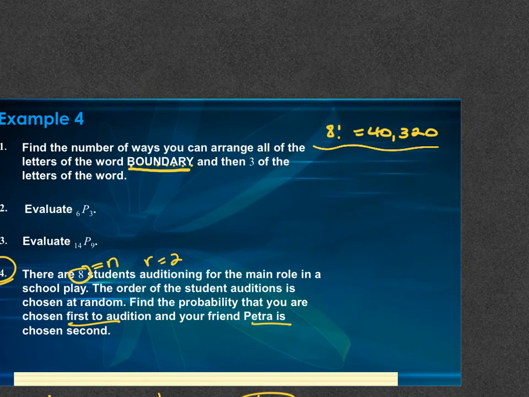And then the second part says just 3 of the letters, which would be P(8,3), or 8 times 7 times 6. Both ways, you could do it on the calculator, you could do that without the calculator, and you get the same answer.